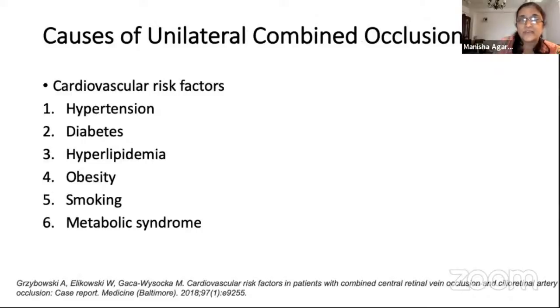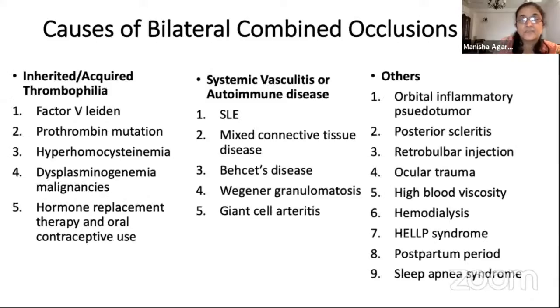The causes of unilateral combined occlusion primarily are cardiovascular risk factors, which we often see, like hypertension, diabetes, hyperlipidemia, obesity, smoking, and metabolic syndrome. But having said that, even in SLE, very often the usual presentation is a unilateral combined occlusion, and it's very rare to find a bilateral occlusion, as was in the case of Dr. Subina. So these are the various causes of bilateral combined occlusions, which I have highlighted in this slide. And of course, SLE was very much the cause in this particular case, which was presented.